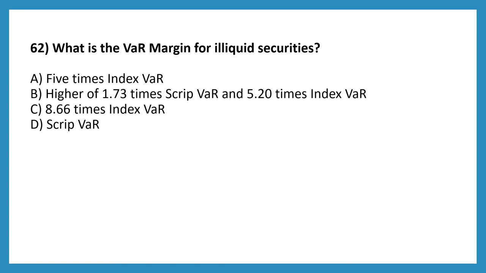What is the VAR margin for illiquid securities? Option A, 5 times index VAR. Option B, higher of 1.73 times script VAR and 5.2 times index VAR. Option C, 8.66 times index VAR. Option D, script VAR. The correct answer is option C, 8.66 times index VAR.